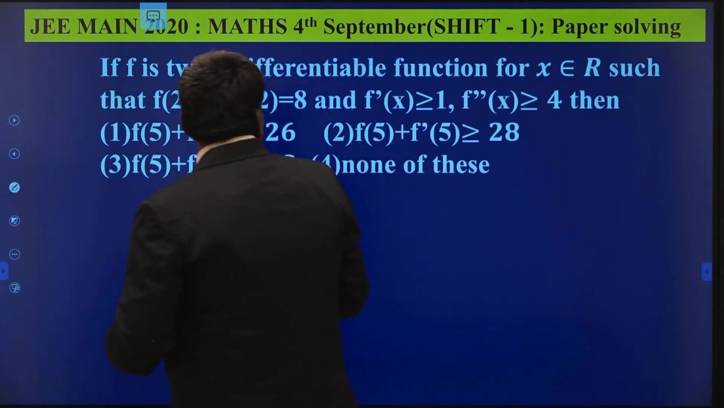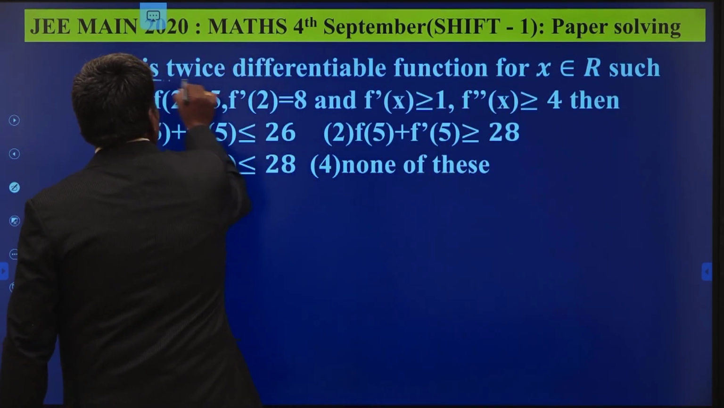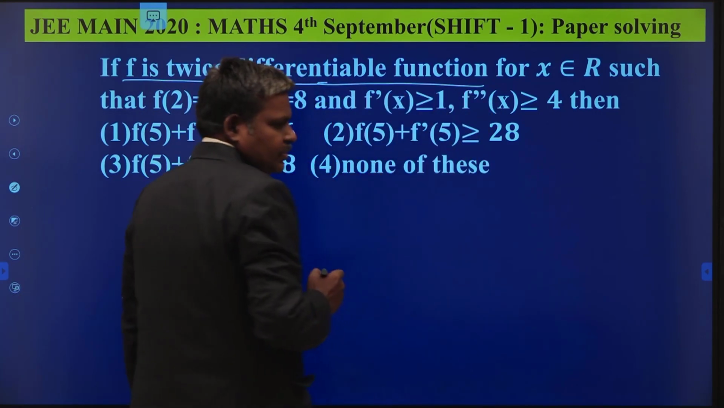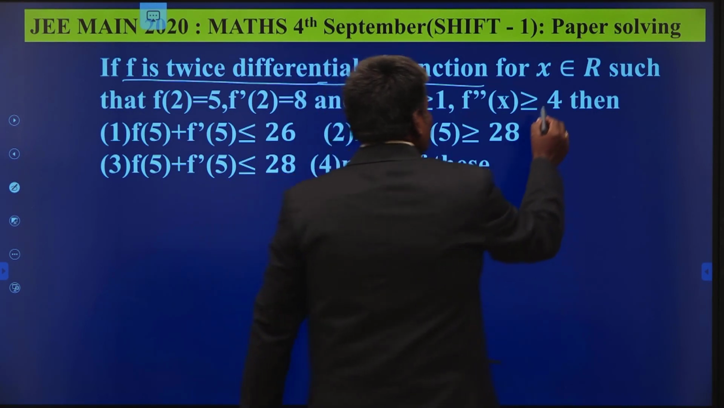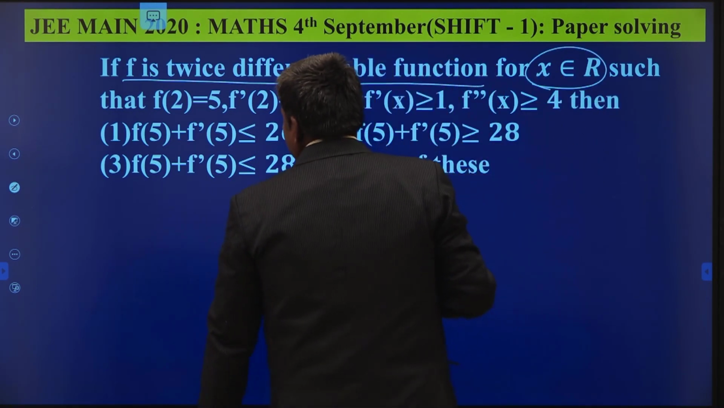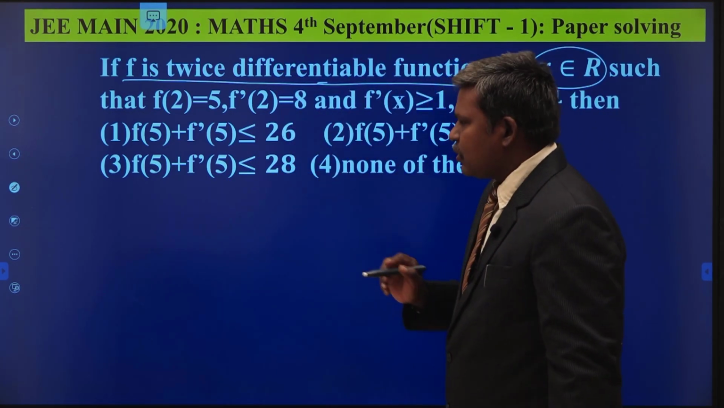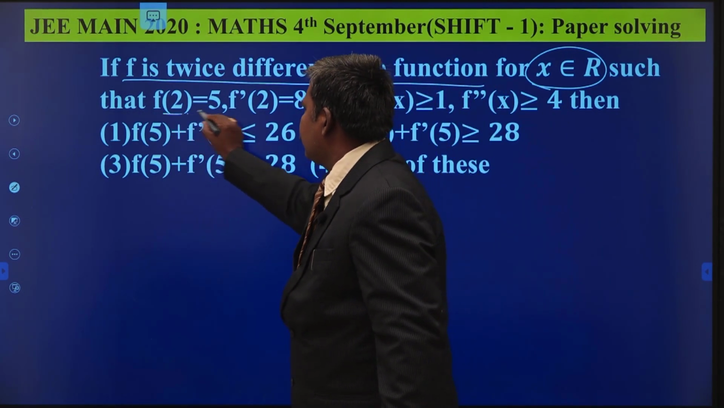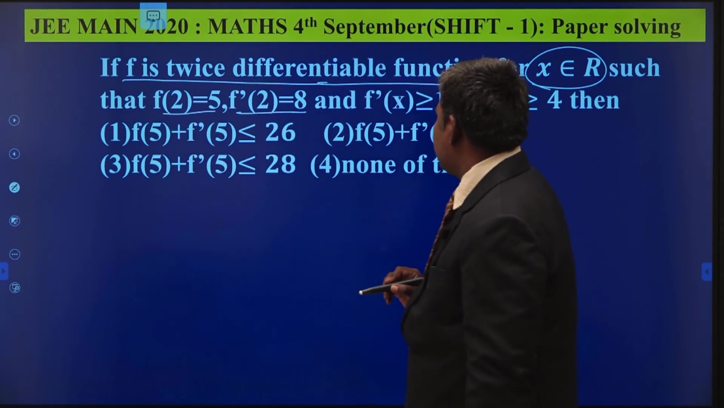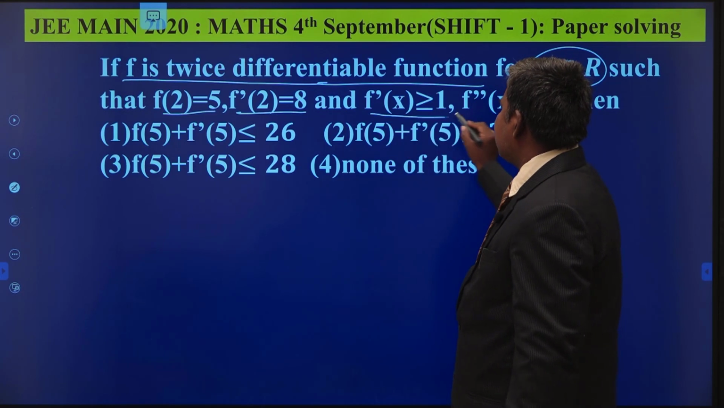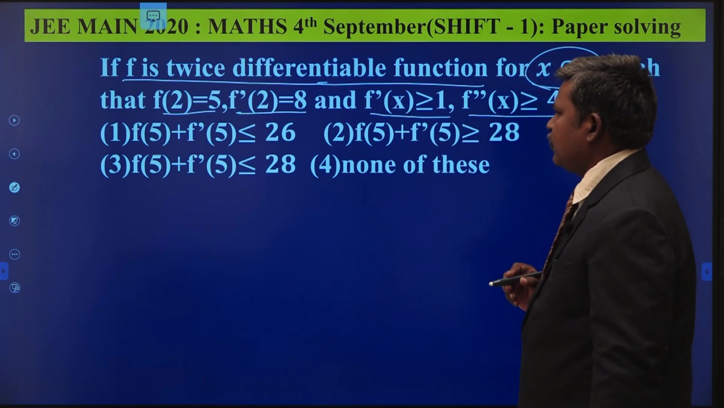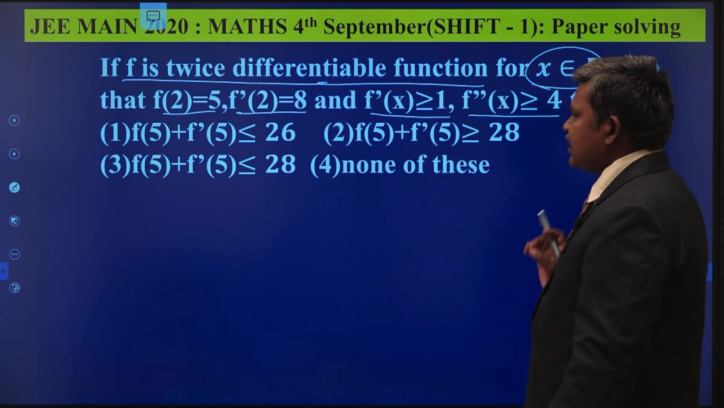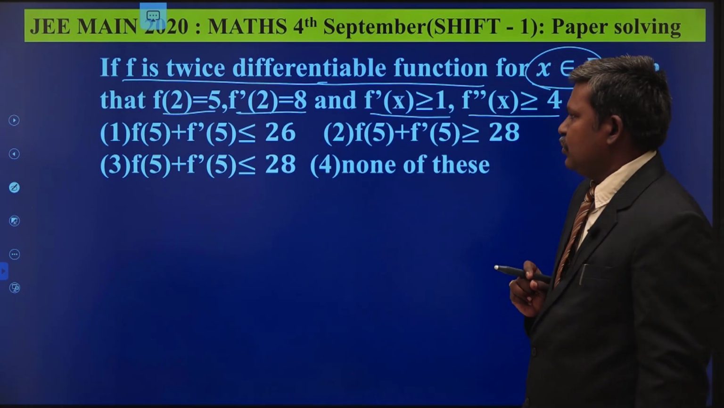If f is a twice differentiable function, so you can differentiate 2 times. f is a twice differentiable function for all x belongs to R, such that f(2) = 5. This is given to you. And f'(2) = 8, and f'(x) greater than or equal to 1, f''(x) greater than or equal to 4. Then which of the following is correct? This is the question to you.